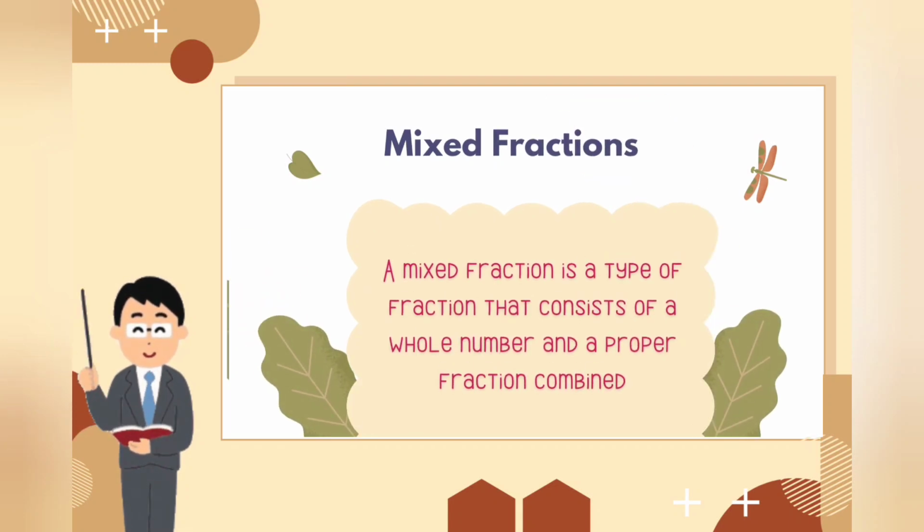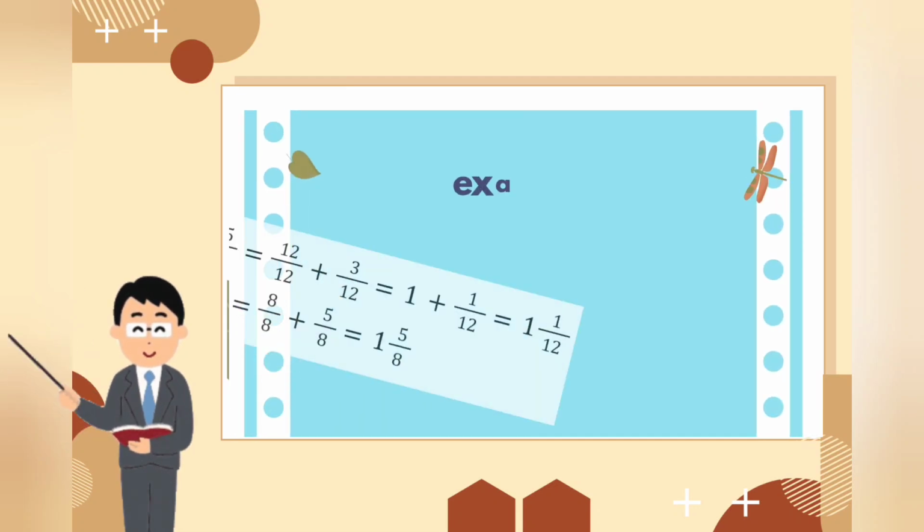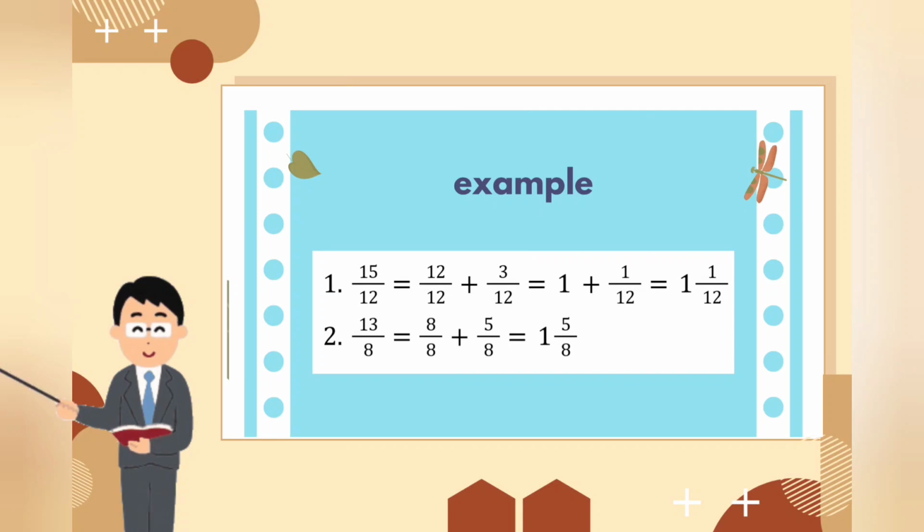Let's review mixed fractions. After we look at some of the fraction forms in the examples above, we found that the denominator was smaller than the numerator. It can be called a mixed fraction. The examples are as follows.